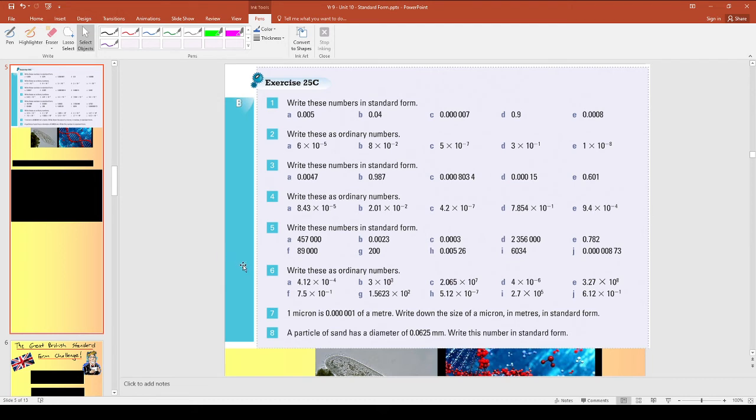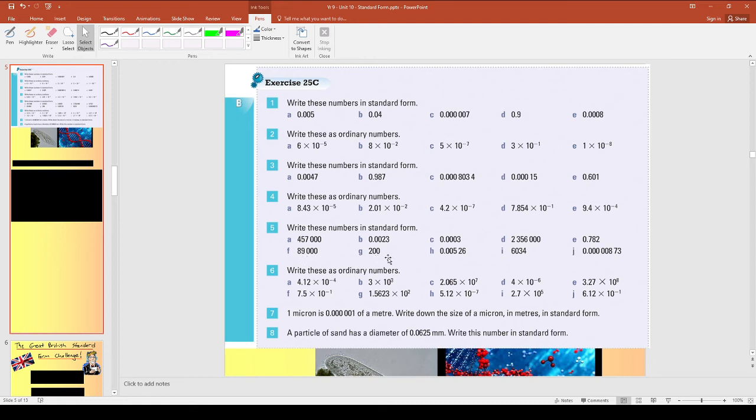Ooh, it's a big one just to throw us off. 4.57 times 10 to the positive 5 this time, so it's a big one. 2.3 times 10 to the minus 3. 3 times 10 to the minus 4. 2.356 times 10 to the 6. 7.82 times 10 to the minus 1. 8.9 times 10 to the 4.